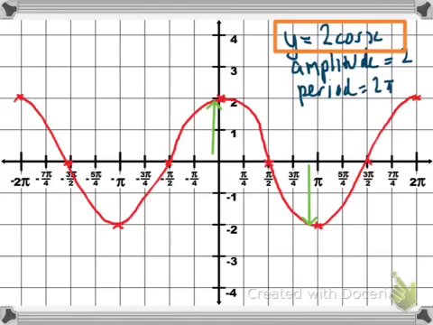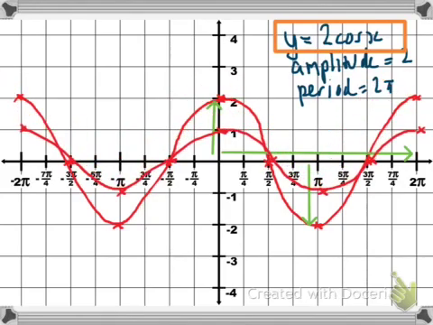Its period is still 2 pi, that hasn't changed. So one full wave is 2 pi. But what has changed is its amplitude. If I paste on the graph of y equals cosine x, you can see that there. It's dilated by a factor of 2 from the x-axis. So any point on the original graph is taken twice as far away.